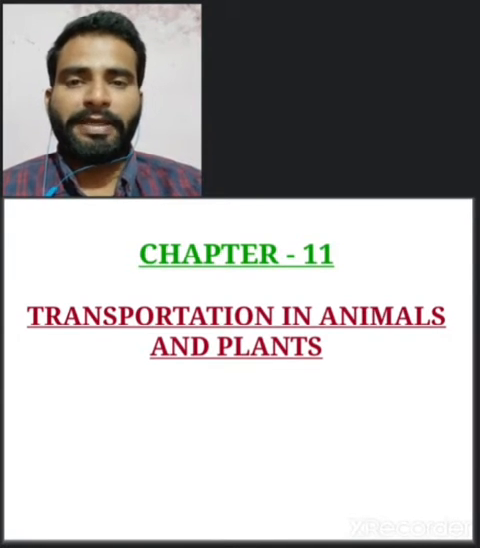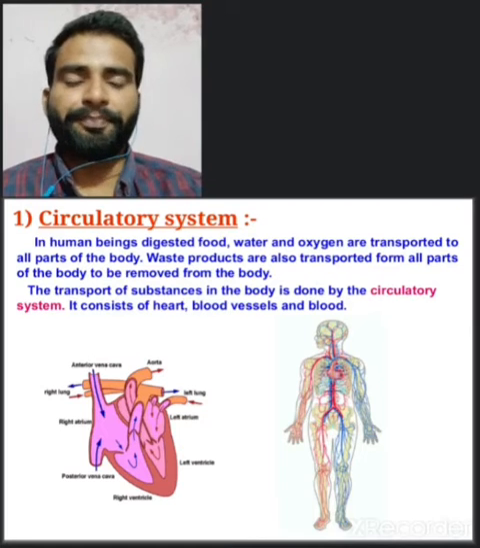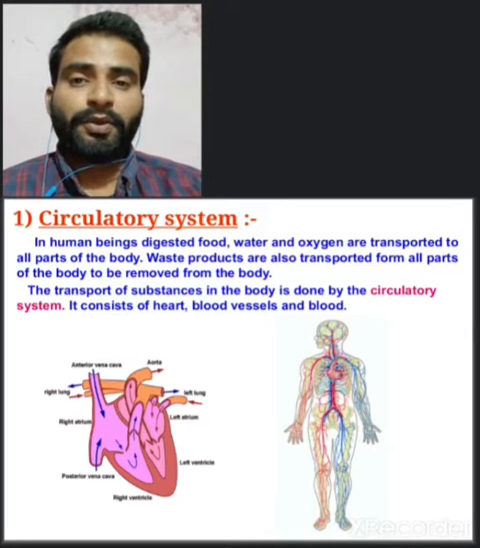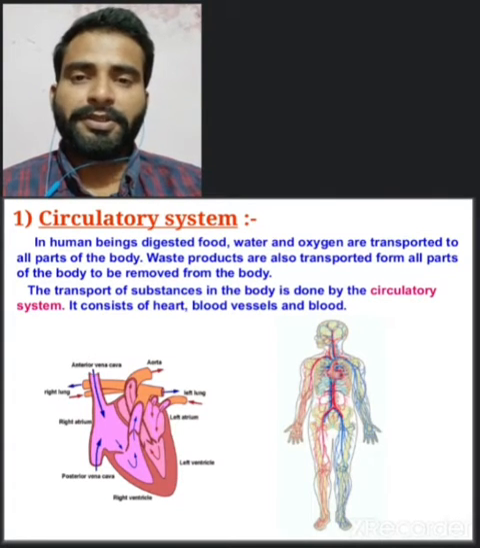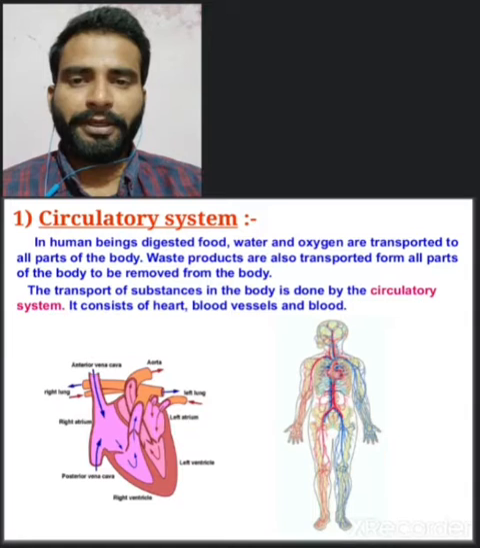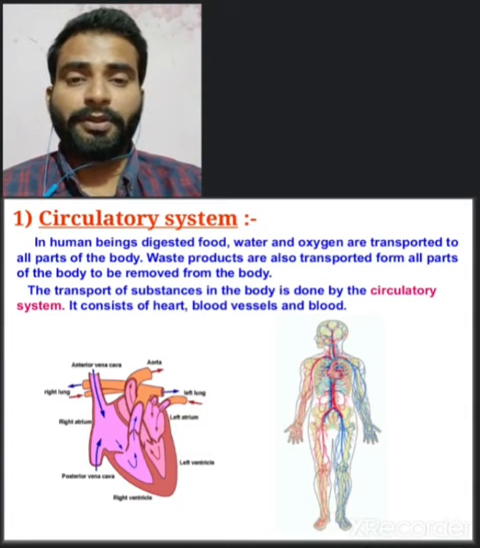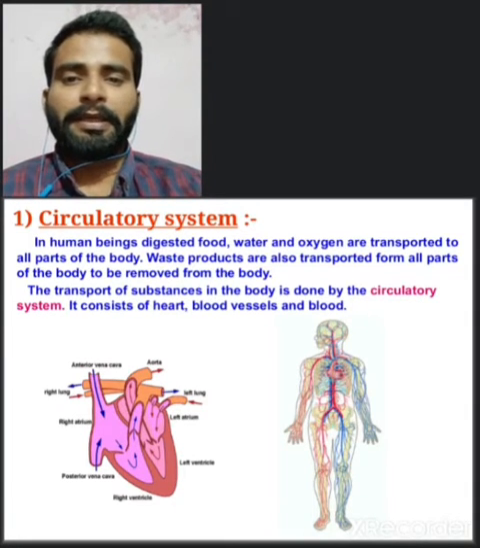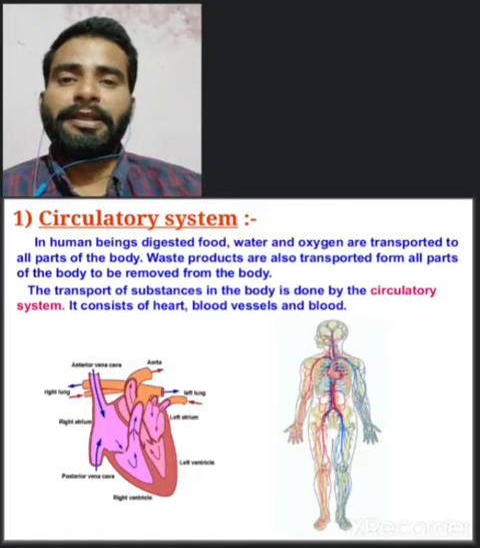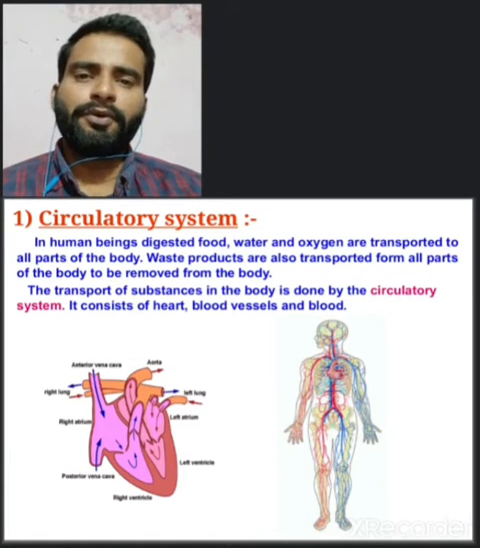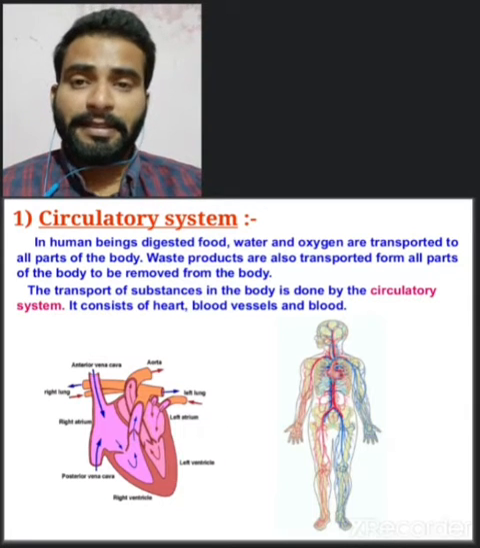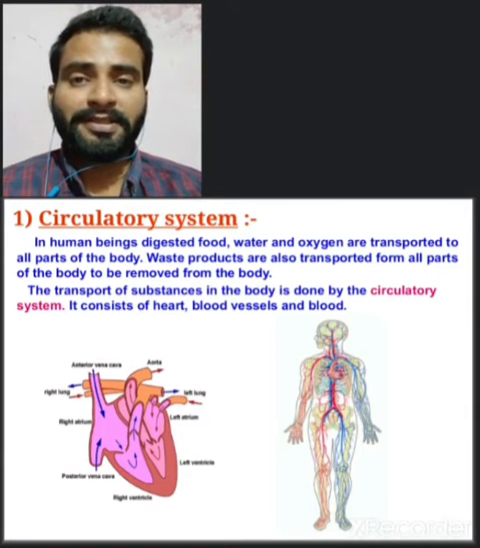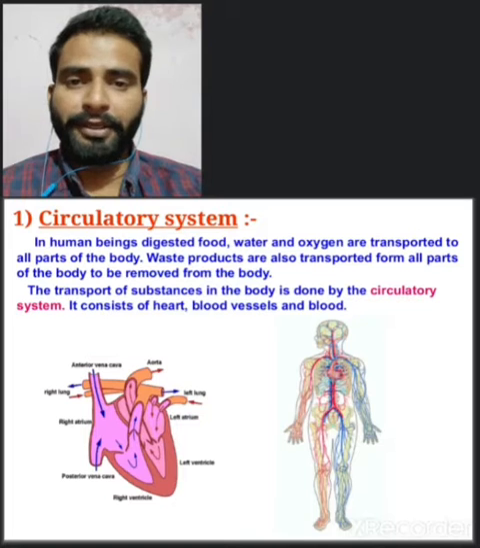So first of all, we have to understand the circulatory system. The circulatory system is very, very important for our body. How it works, let's see. In human beings, digested food, water, and oxygen are transported to all parts of the body. The circulatory system works as a transportation medium in our body.